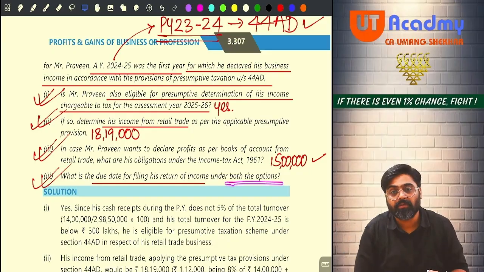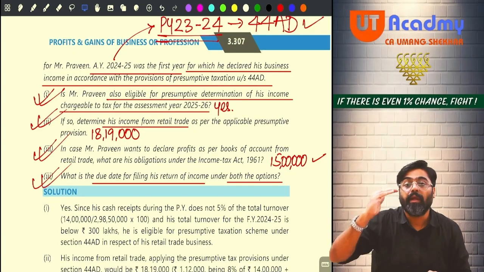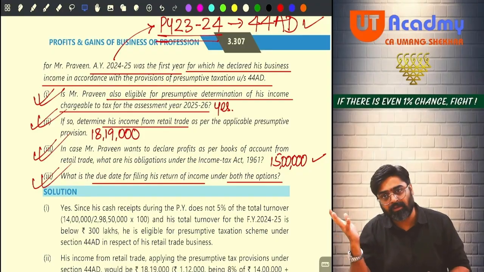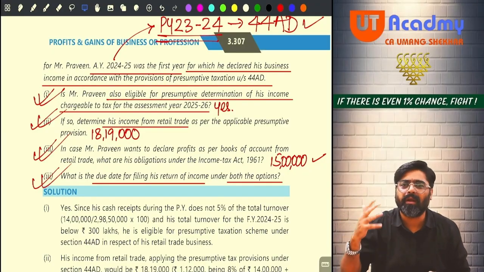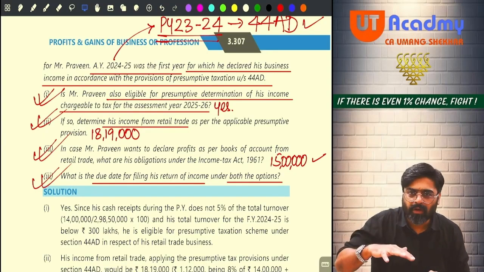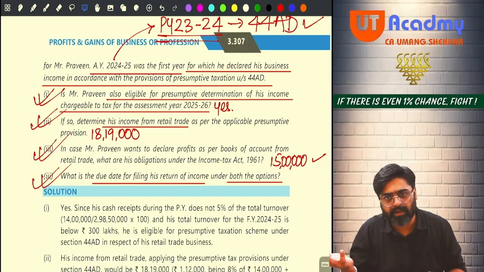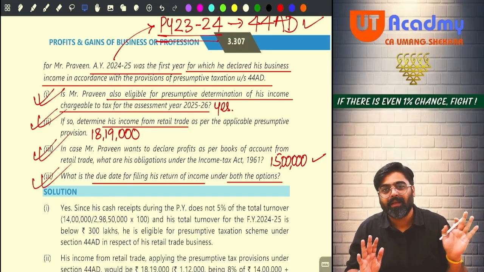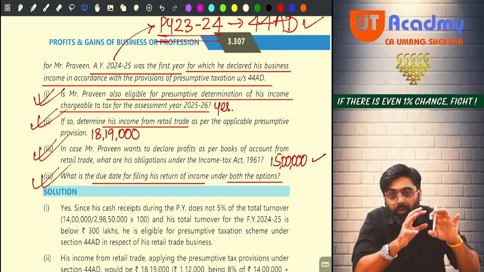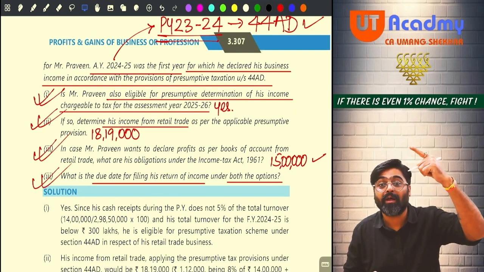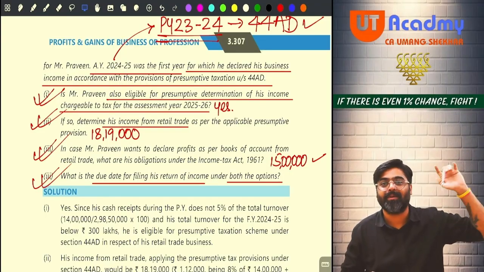Under both the options, if he is following 44AD and showing 18 lakh 19,000 as his PGBP income, he is not required to maintain the books. He is not required to get the books audited, meaning that he is not an assessee who is covered by tax audit provisions. So for him, the due date of filing ROI will be 31st July of the assessment year.